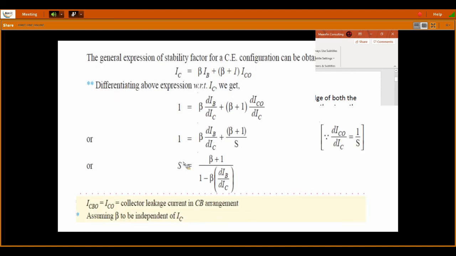Now, as I said, S is equal to (beta plus 1) times (1 minus beta) into DIB divided by DIC. In a fixed biasing network, if I ignore the change in DIB divided by DIC, it is approximately equal to 1 plus beta. So hence the fixed biasing circuit is not preferable.